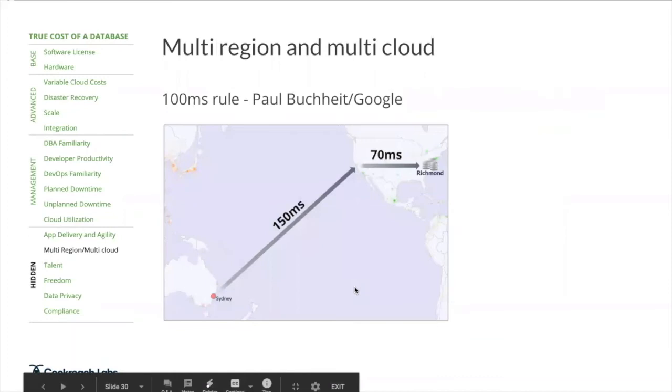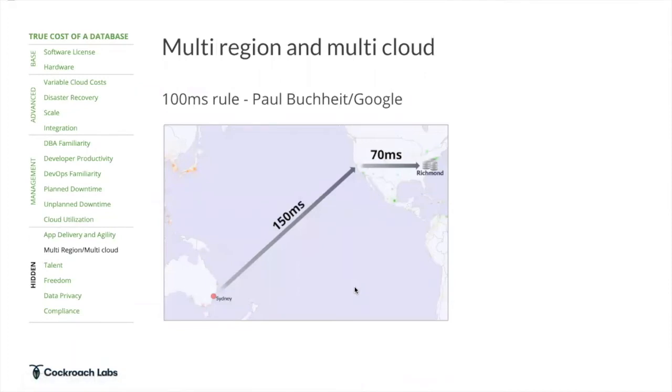And then there's latency. Latency is one of these things that we focus a lot on here at Cockroach Labs. I don't think everybody totally gets it, but there's this gentleman at Google, Paul Buchheit, and he came up with this concept called the 100 millisecond rule. The 100 millisecond rule basically states that that's the amount of time that it takes for an interaction with a computer system that doesn't seem instantaneous, right? So at 100 milliseconds, it seems instantaneous to everybody.